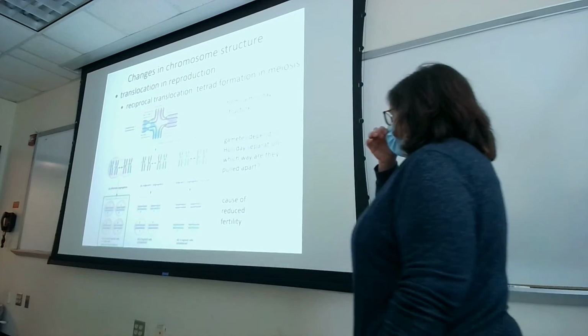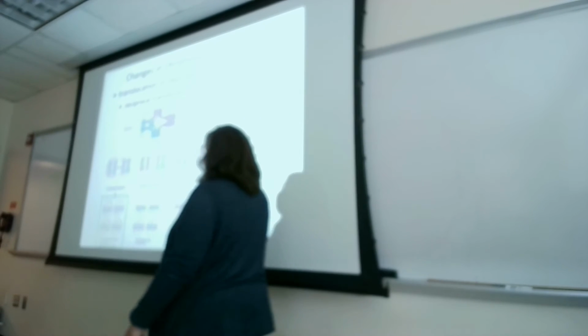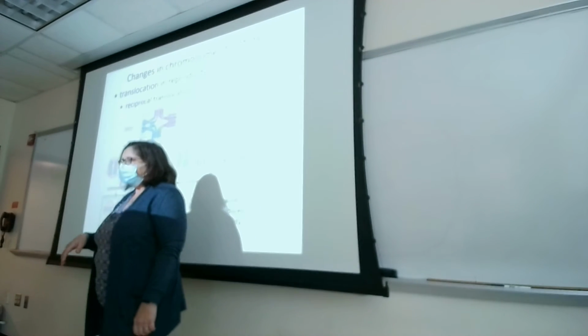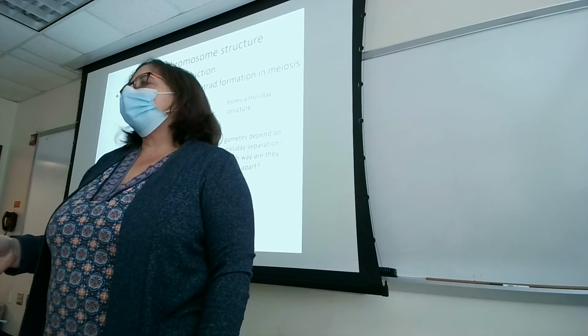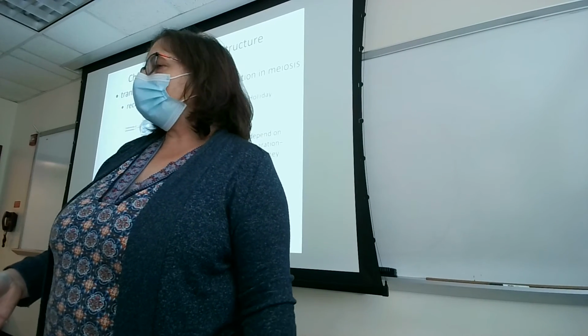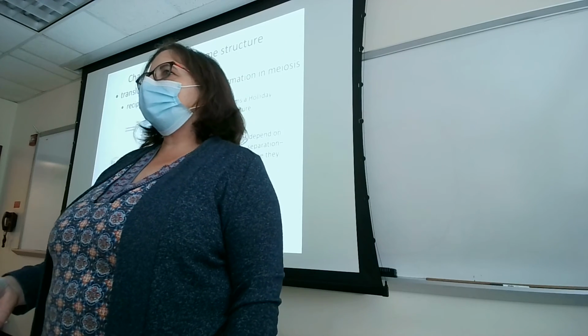Now an example of what's going on when you have translocations. What happens is it creates a structure in meiosis that's called a Holliday structure, after Dr. Holliday, not the one in Back to the Future.